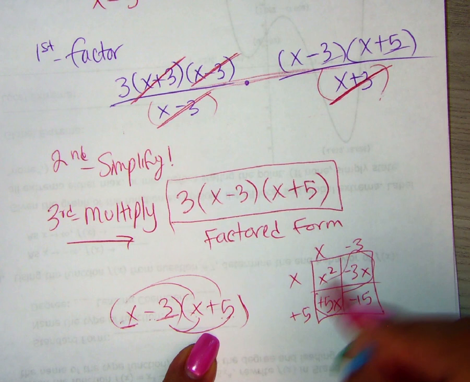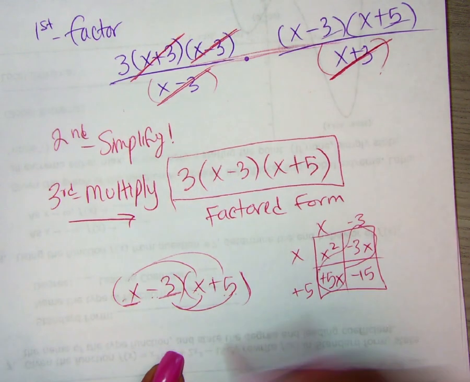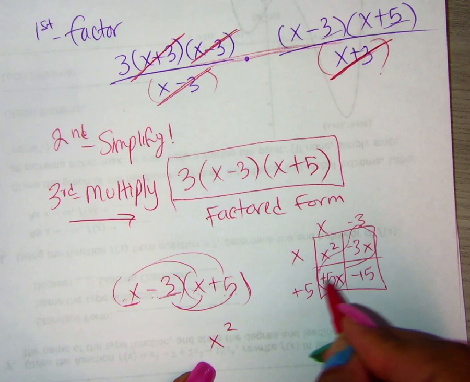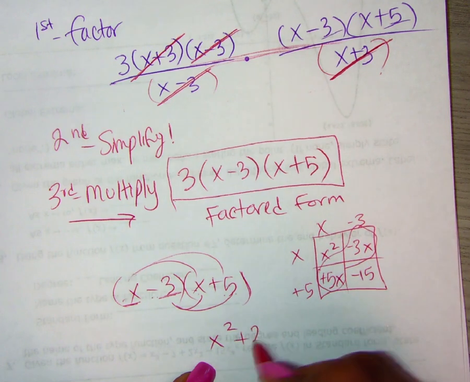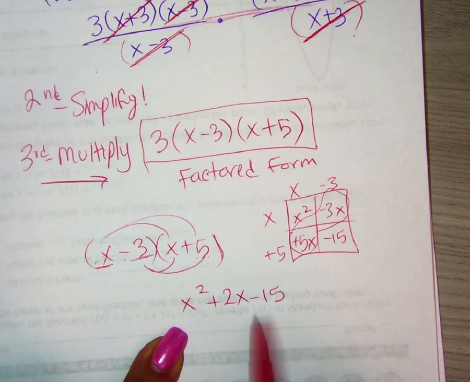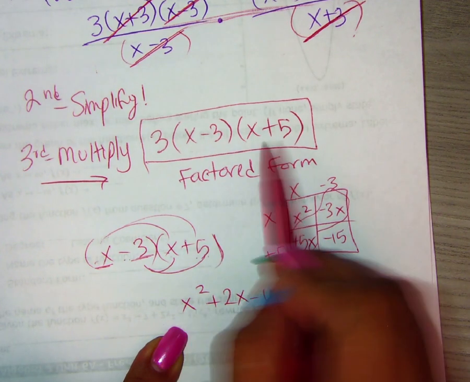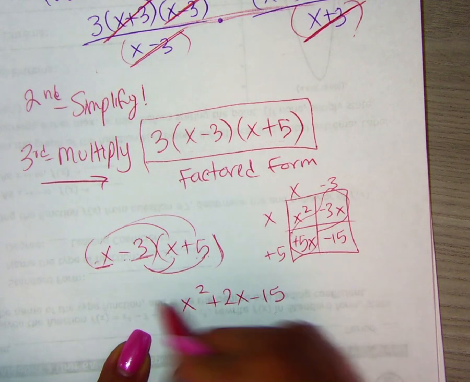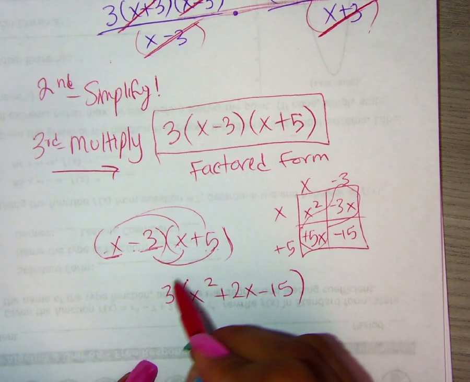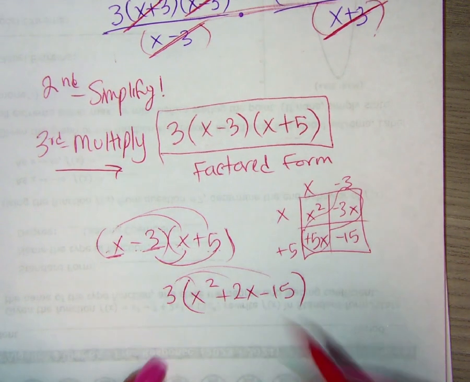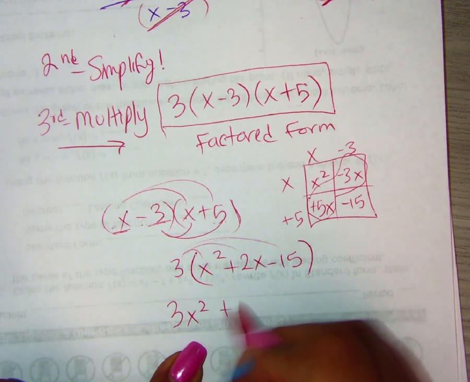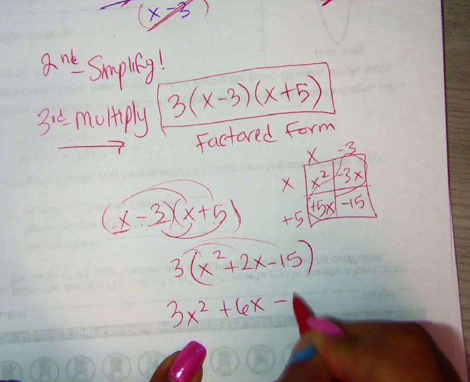These two are like terms, so we're going to combine those. Our final answer for the trinomial is x squared, 5x minus 3x is positive 2x, and negative 15. But this is just the trinomial you get from these two binomials. We still have that 3, so we put the 3 in the front. Now, to finalize this, we need to multiply the 3 inside. So our standard form answer will be 3x squared plus 6x minus 45.